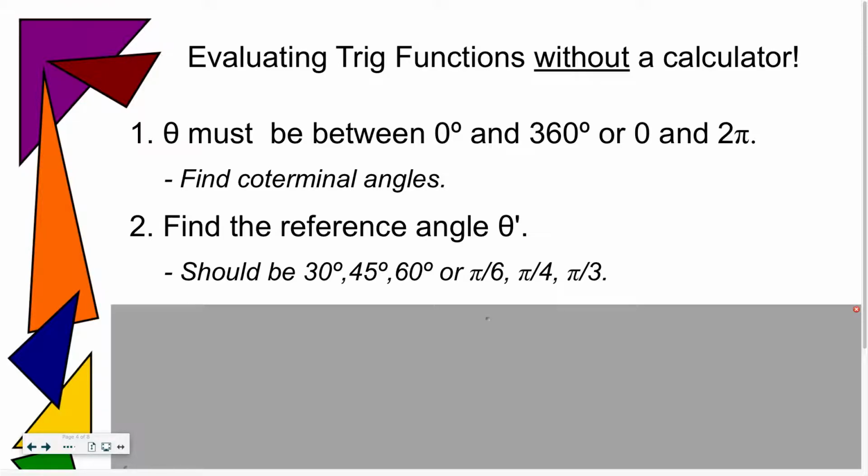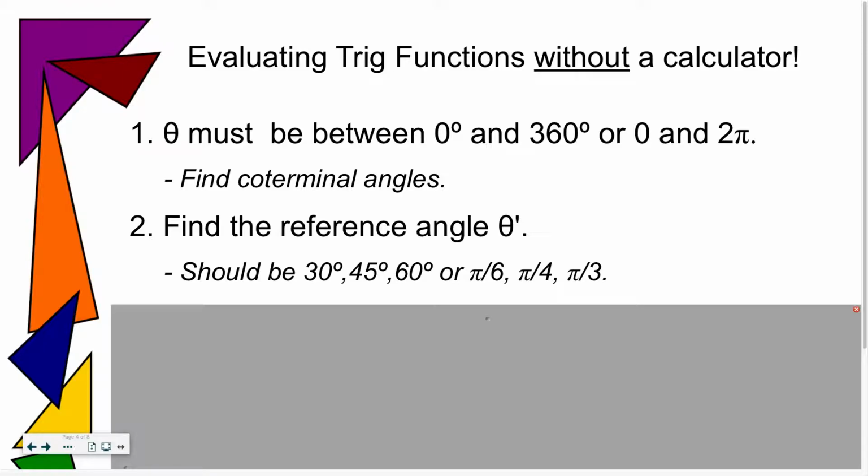Now, today, and on quizzes and on tests, if I'm asking you to find a trig function of an angle without a calculator, that angle either needs to be quadrantal, so that you can use those points (1, 0), (0, 1), (-1, 0), (0, -1), or that angle must have a reference angle equal to one of these angles. So when you find the reference angles on your homework, they should come out to be 30, 45, 60, or in radians, pi over 6, pi over 4, pi over 3.